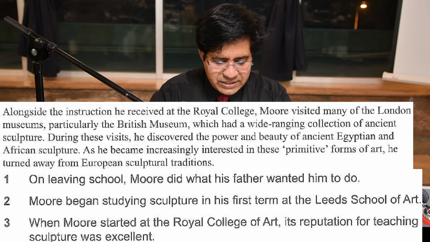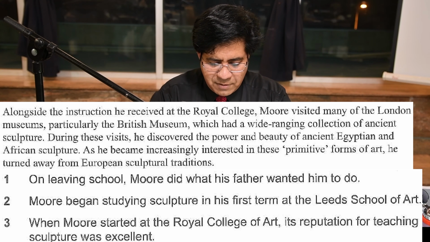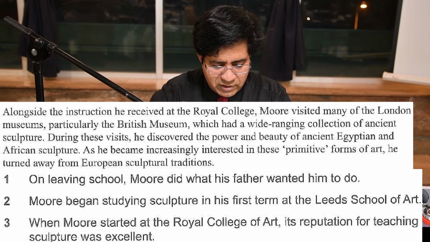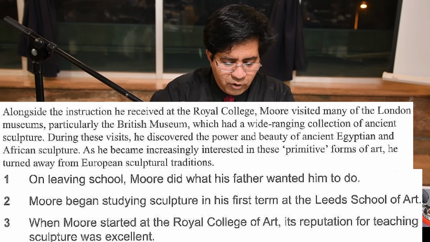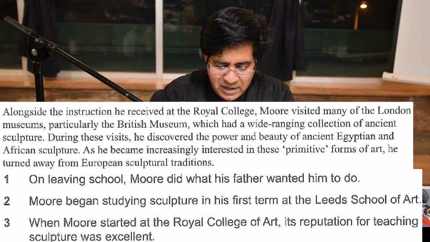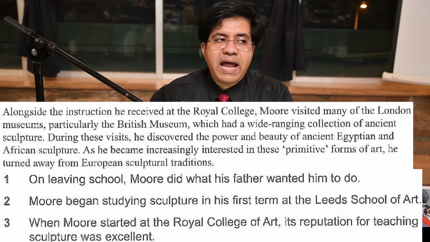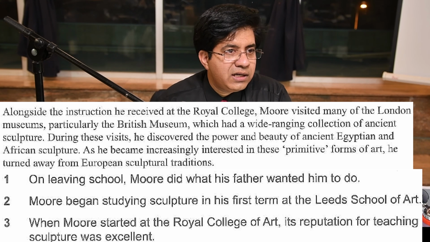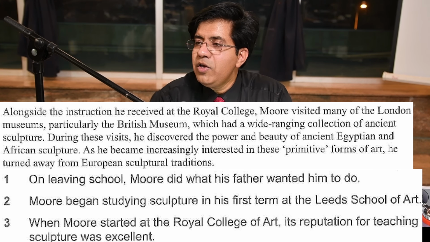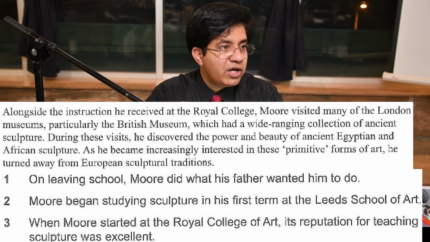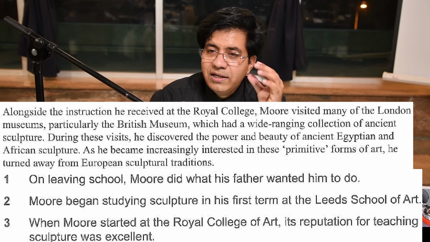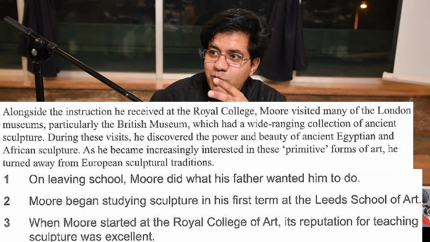Alongside the instruction he received at Royal College, Moore visited many of the London museums. Particularly, and before that, in the previous paragraph, second last line, please follow me. Royal College of Art in London. Got it? Now, are they mentioning anything about the reputation of the college? It was excellent. No. So the answer is not given. Well done. Now, it's not that you see a Royal College is given, so it's true. I was giving you one example yesterday about true, false, not given. Let's go on. Question number 4.